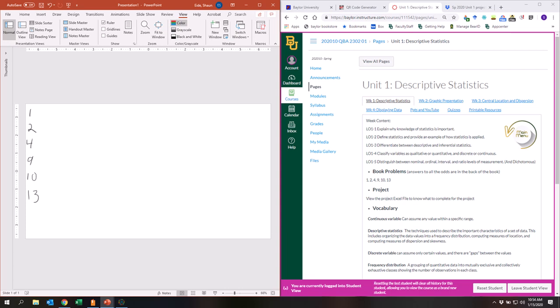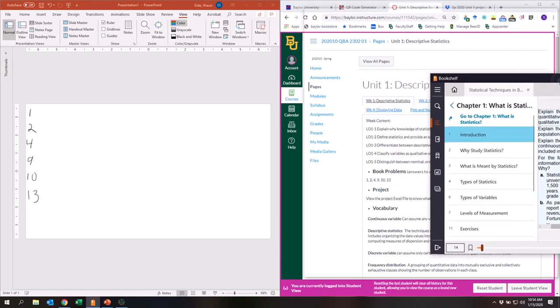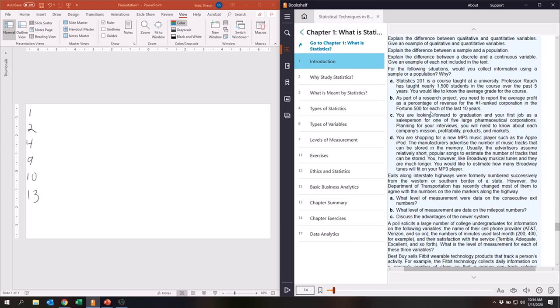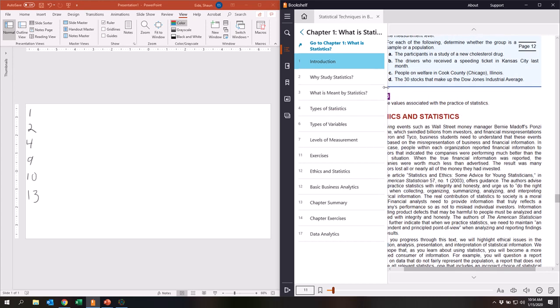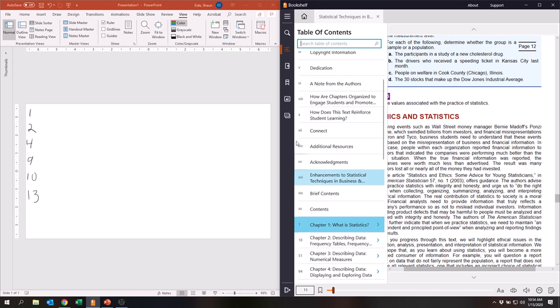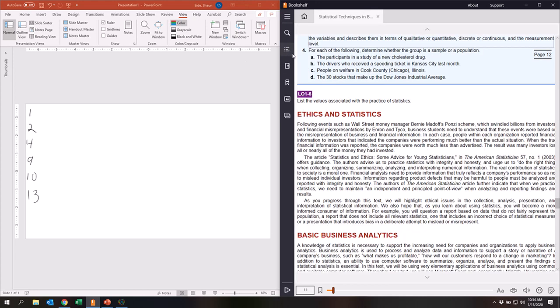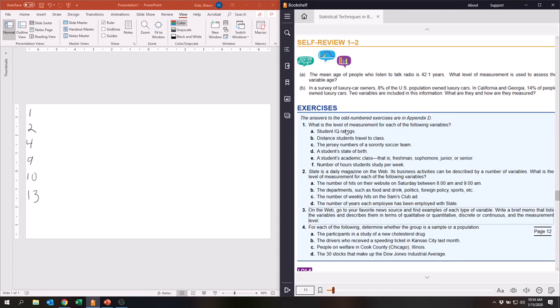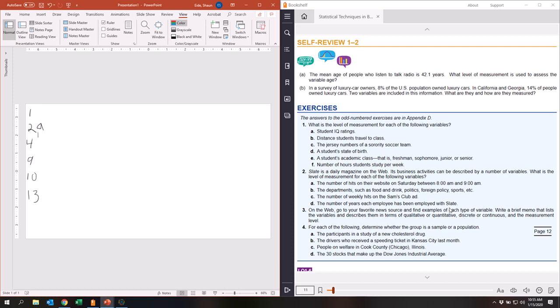Okay. So let's start with question number 2, and the reason why is because question number 2 is one that you guys have to do. So Slate is a daily magazine on the web. Its business activities can be described by a number of variables. What is the level of measurement for each of the following variables? Okay, so let's look at 2, and we're going to go to A, B, C, and D.